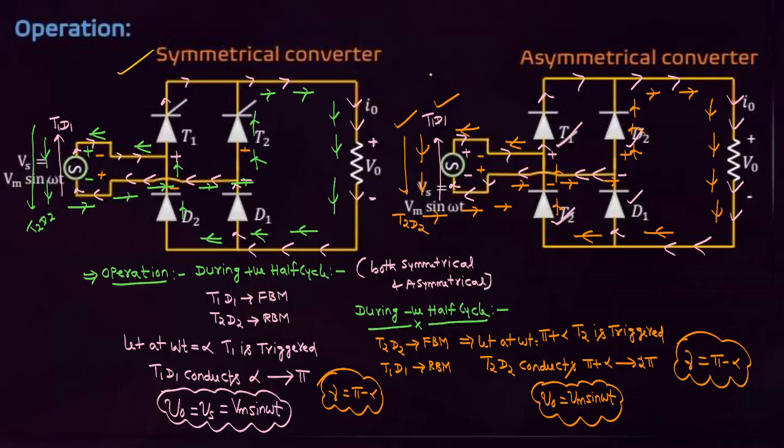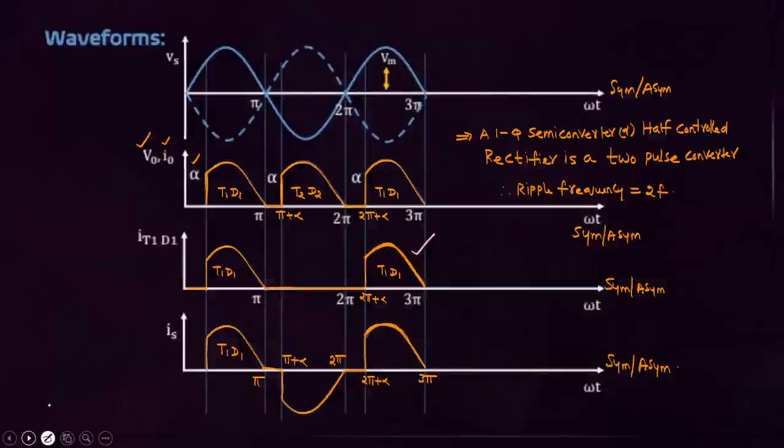But from the operation point of view, mainly concentrate on the conduction angles. It may be symmetrical semi-converter or asymmetrical semi-converter. Each SCR conduction angle is pi minus alpha. Even each diode conduction angle is also pi minus alpha for resistive load. These are the waveforms. In semi-converter also, for one cycle, how many pulses are we getting? For one cycle, we are getting two pulses. That's why it is a two pulse converter.